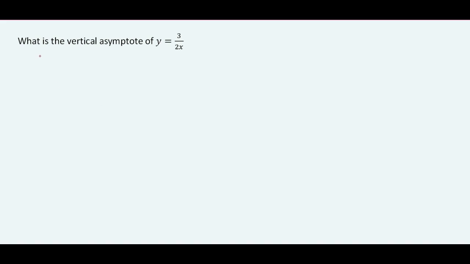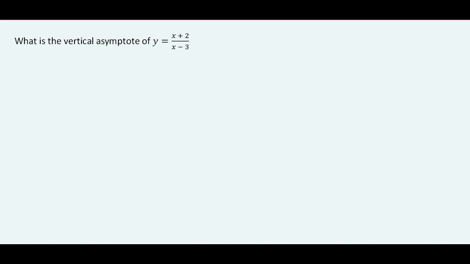So what is the vertical asymptote of y equal to 3 over 2x? To get the vertical asymptote, we're just solving the denominator. So 2x equal to 0, we divide by 2 on both sides. So x equal to 0. This is the vertical asymptote. That's what we're trying to do.